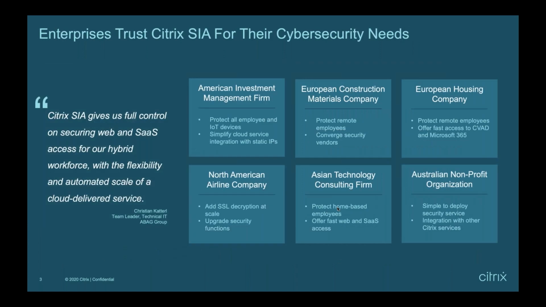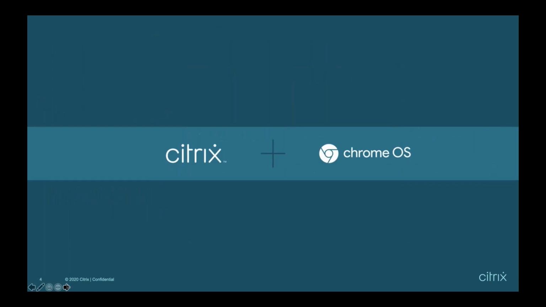And this is not the only customer. We've had multiple customers across the Americas, Europe, Asia, and Australia, and some of those customers have gone public and talked about our solution. So the solution is gaining traction, and we're continuing to build on it from a go-to-market perspective as well as a technology perspective. So talking about go-to-market, let's see what Citrix is doing with Chrome OS.